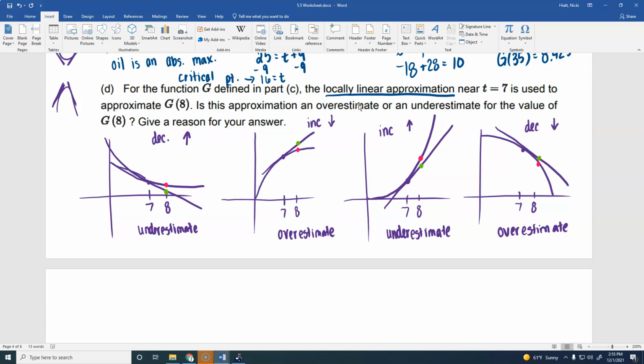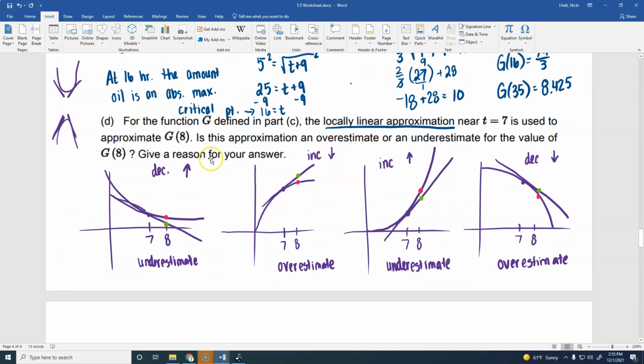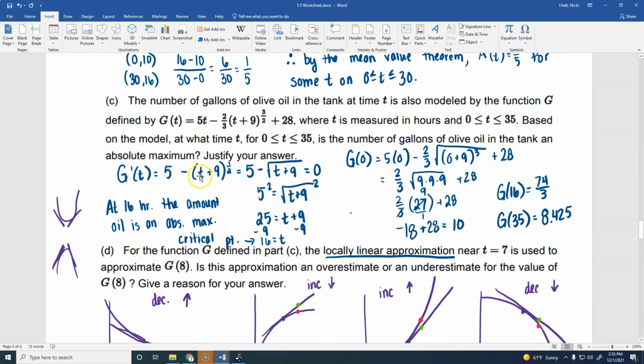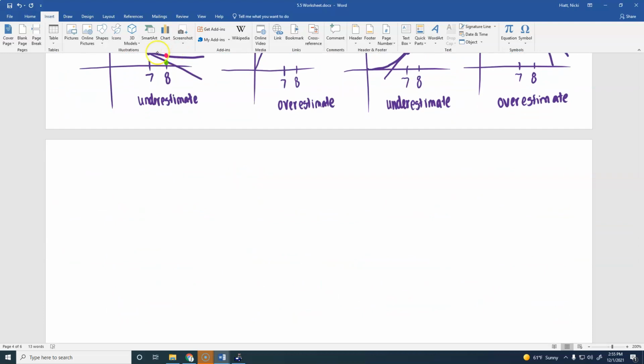So what do I need to know to find concavity? Second derivative. I already found the first derivative up here, which was 5 minus the square root of t plus 9, so g prime of t. This is the part you would need to write down. 5 minus t plus 9 to the 1/2. So when I take the derivative of this, I'm going to have negative 1/2 t plus 9 to the negative 1/2 times the derivative of the inside, which is just a 1 here.